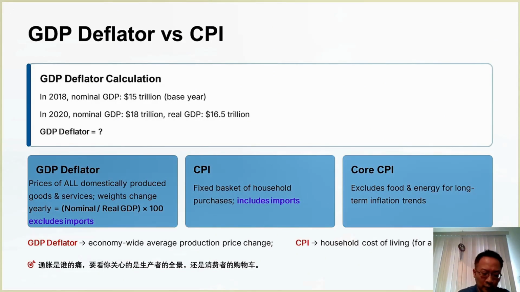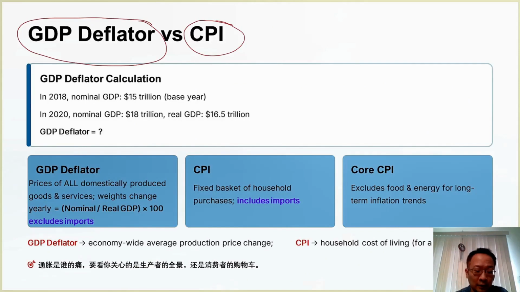Today, I'd like to talk with you about a very important concept in macroeconomics called the GDP deflator, also known as the GDP price index. It's often compared with the famous consumer price index, or CPI. That's because both of these are indices used to measure changes in prices.